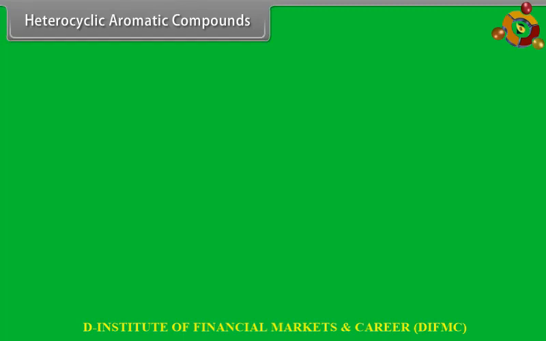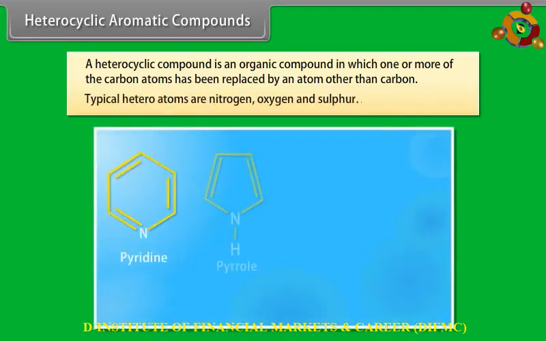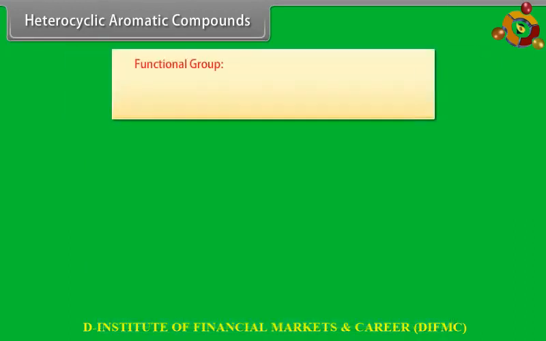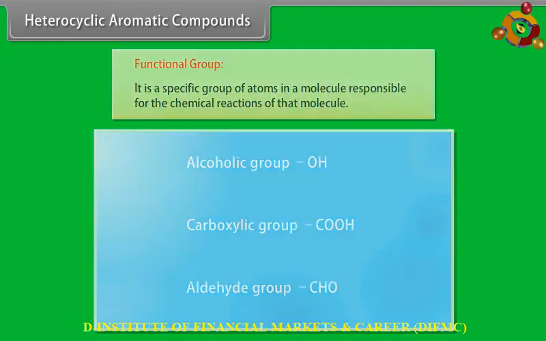Heterocyclic aromatic compounds. A heterocyclic compound is an organic compound in which one or more of the carbon atoms have been replaced by an atom other than carbon. Typical heteroatoms are nitrogen, oxygen, and sulfur. Functional group. It is a specific group of atoms in a molecule responsible for the chemical reactions of that molecule.